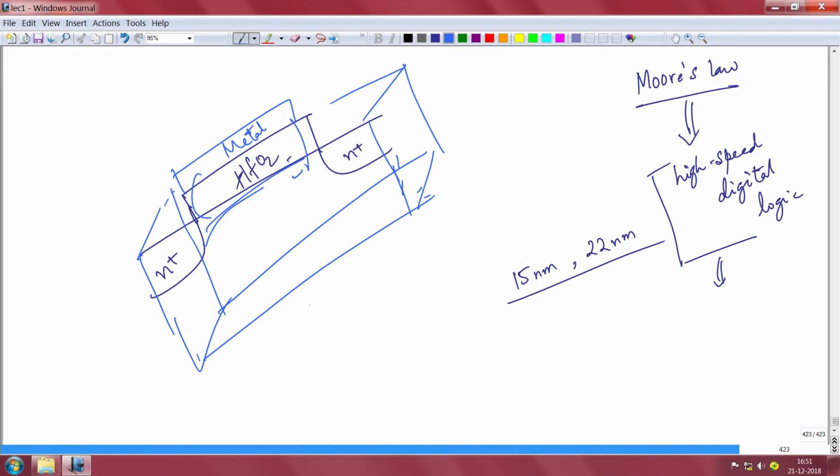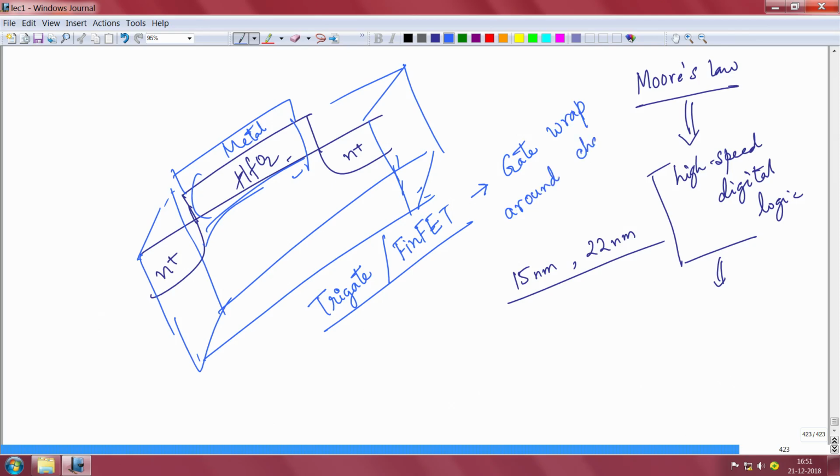So what people have come up with is called tri-gate devices, tri-gate architectures, or these are also called FinFET because they have a fin. Their device looks like a fin. These tri-gate architectures are such that the gate will not be only on the top, the gate will wrap around the channel. The gate will wrap around the channel from 3 sides, not only one side.